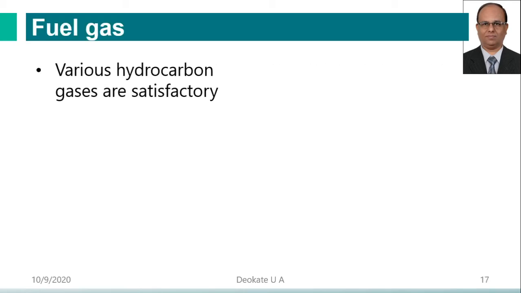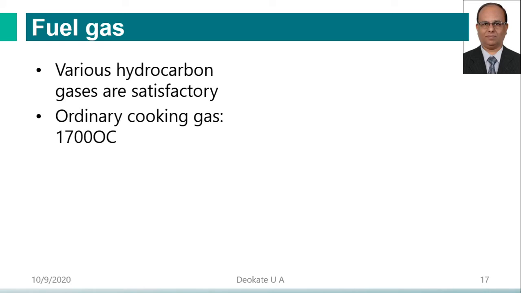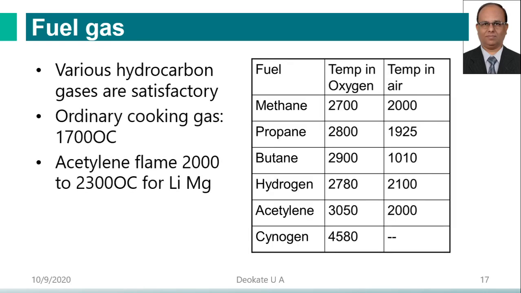I will show you the various hydrocarbons which can be used in the flame photometer. So we are using the ordinary cooking gas. It is giving a temperature of 1700 degrees centigrade. We can also go for the acetylene flame, which will give 2000 to 2300 degrees centigrade, which can be used for the detection of lithium and magnesium by flame photometric determination.